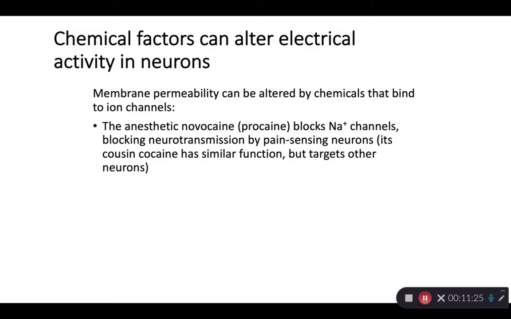It's not a coincidence that Novocaine is a very similar word to another drug called cocaine. Cocaine has a very similar function, but it targets other neurons. So that's why it doesn't have exactly the same effects as Novocaine.